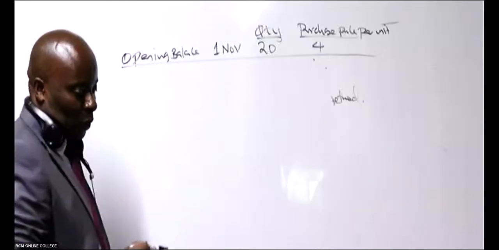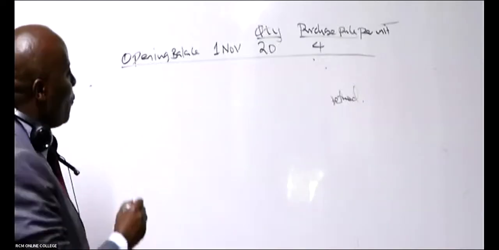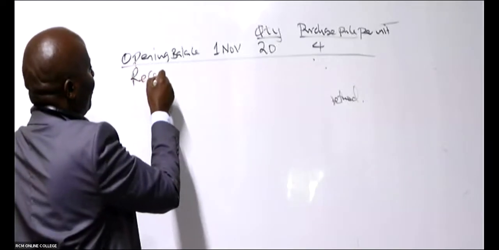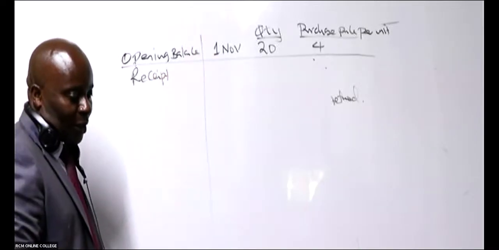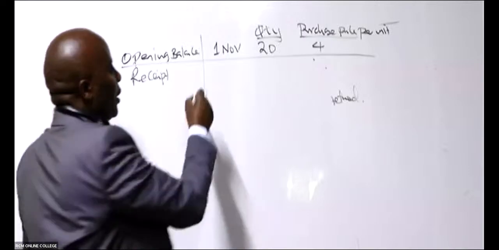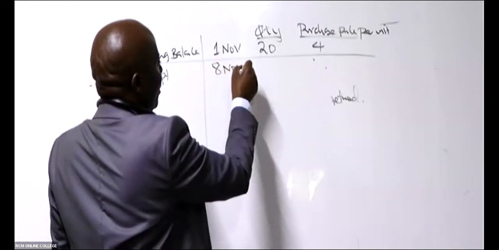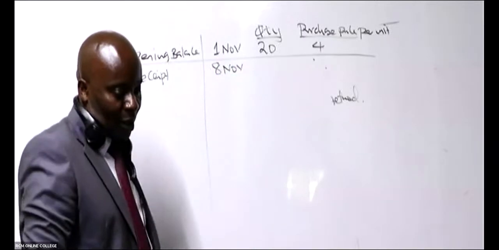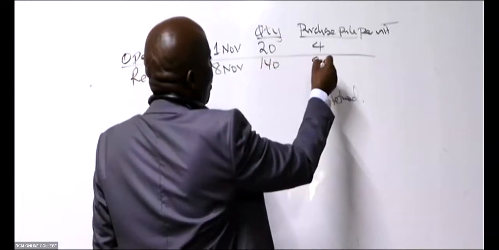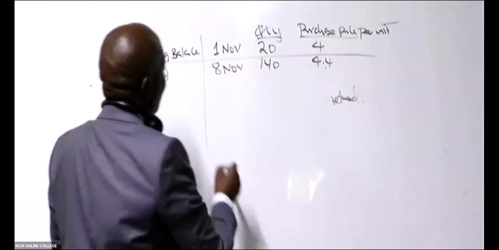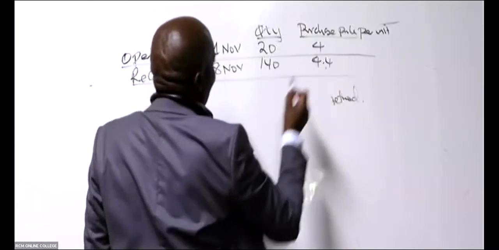We go to the second item. We received, so receipt, ladies and gentlemen. We have 8th November. The quantity was 140, and each unit was going for 4.4.